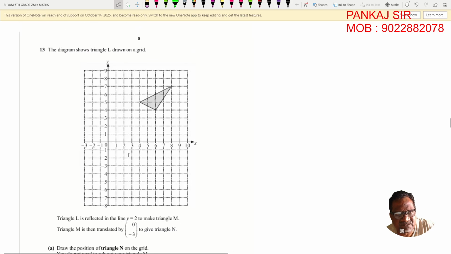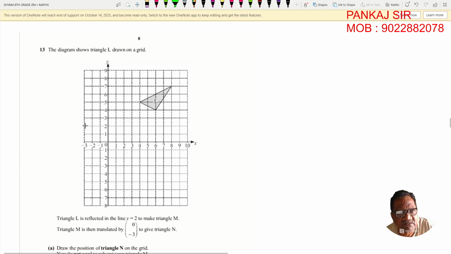Now let us come to question number 13. It says that the diagram shows a triangle L. So there's a triangle L over here on the grid. This triangle L is reflected in the line y equal to 2 to make a triangle M. Now y equal to 2 is a mirror line. So where should I get this mirror line? We check. So y equal to 2. So this is my mirror line, y equal to 2.